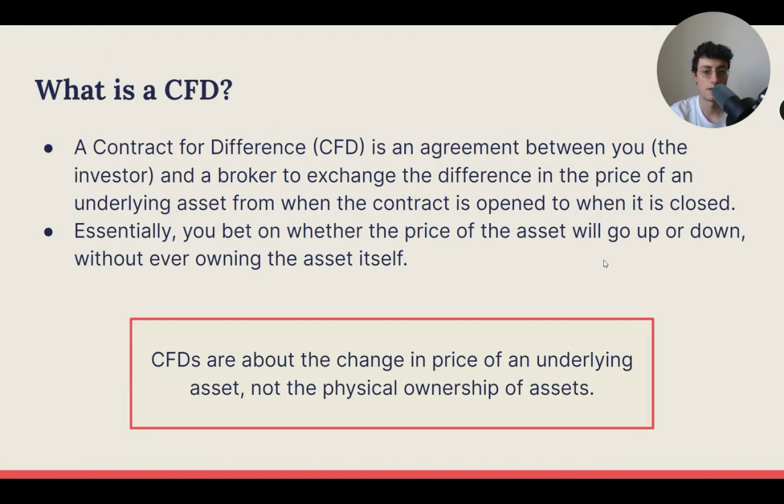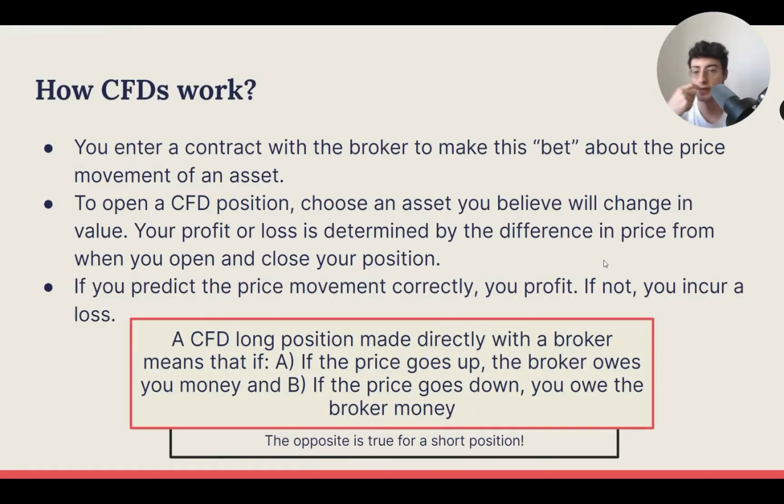In the case of a CFD, it's an agreement between you, the investor, and a broker to exchange the difference in the price of an underlying asset from when the contract is opened to when the contract is closed. Essentially, you bet on whether the price of the asset will go up or down without ever owning the asset itself. So CFDs are about the change in price of an underlying asset and not the actual physical ownership of assets. As mentioned, you enter a contract with a broker to make this bet about the price movement of an asset.